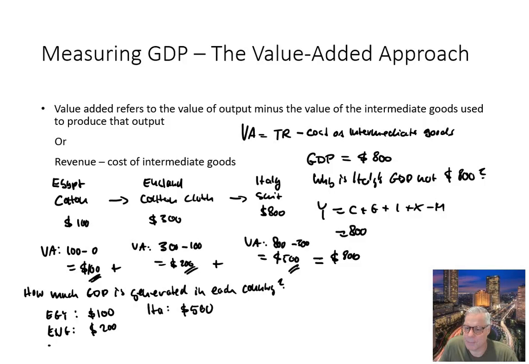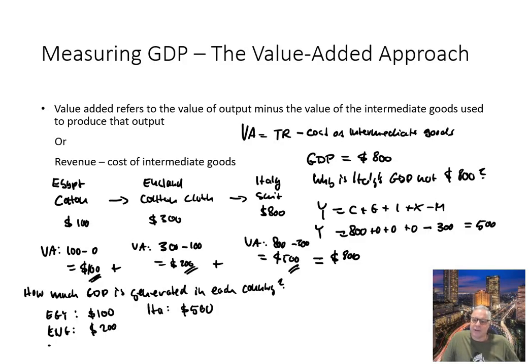And let's forget about government spending. Let's assume this is 0 and this is 0. And let's say exports is 0. But imports are also being recorded, 300. So in this case, GDP is actually only 500.